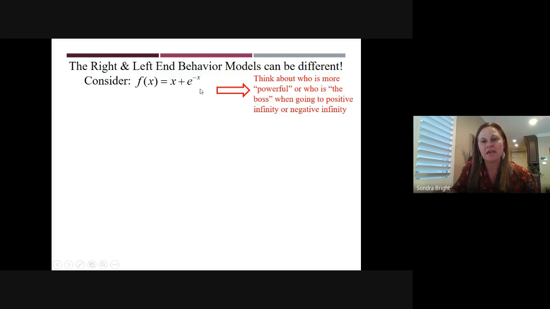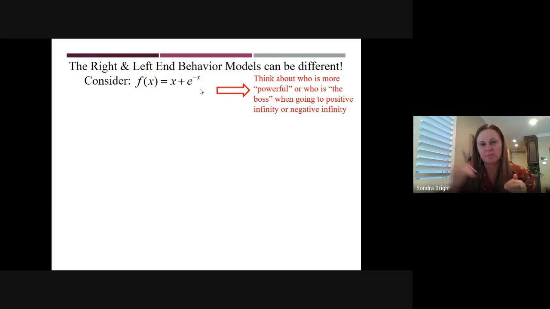And what you want to think about is who's more powerful, or who's the boss, when you're going to positive infinity, and then who's the boss when you're going to negative infinity. So I did put both of these functions into Desmos so that I could show you a visual of what's happening. Do you remember what the graph of y equals x looks like? I hope so. It's just a straight line, right? And do you remember what y equals e to the negative x looks like? It's going to be the decay model, right?